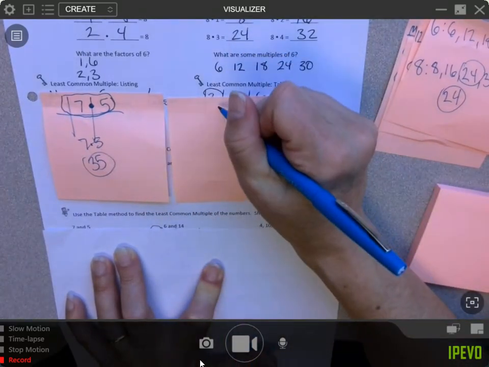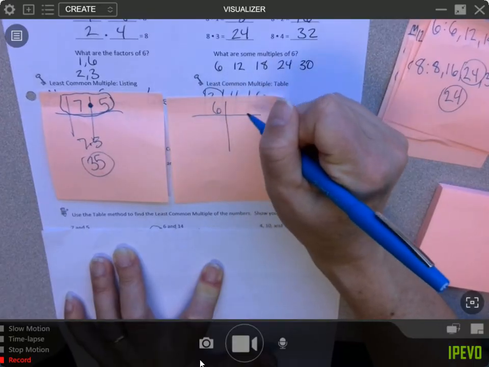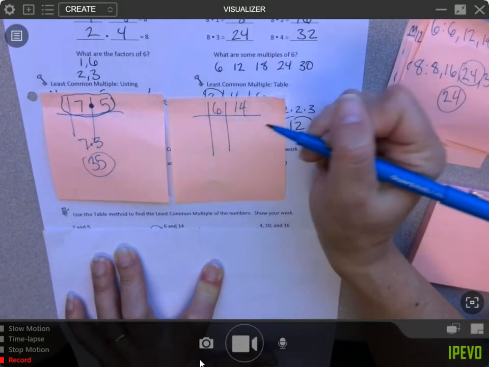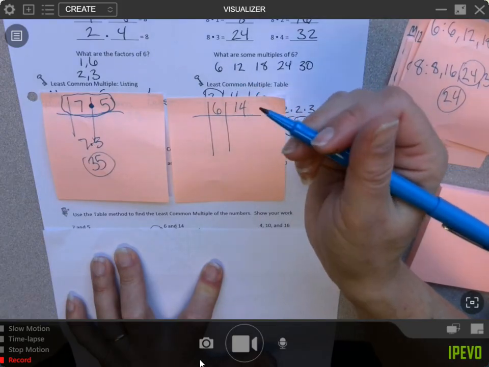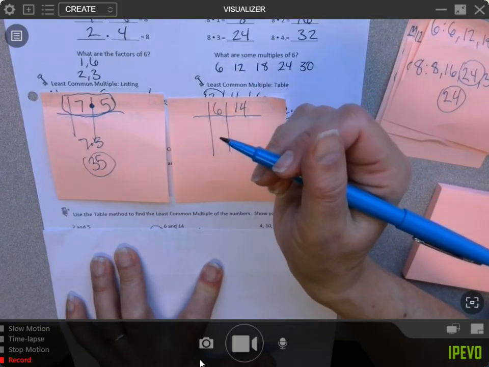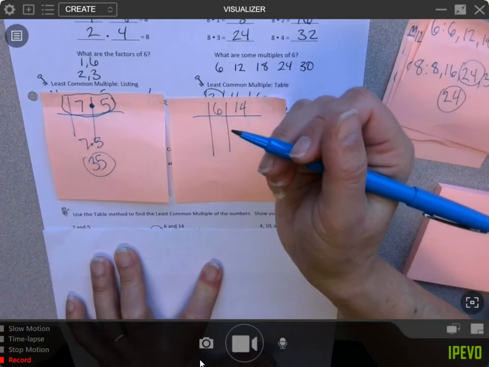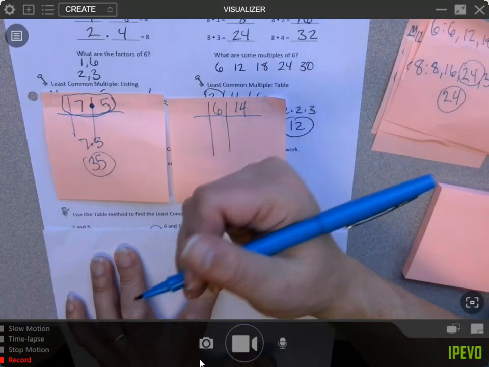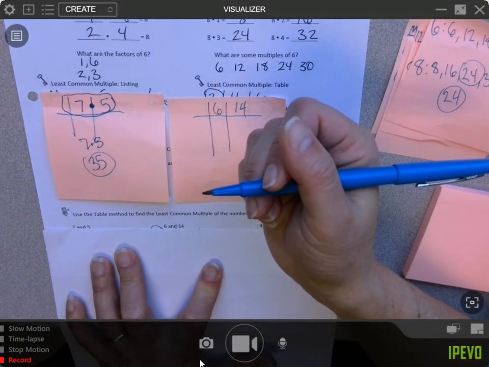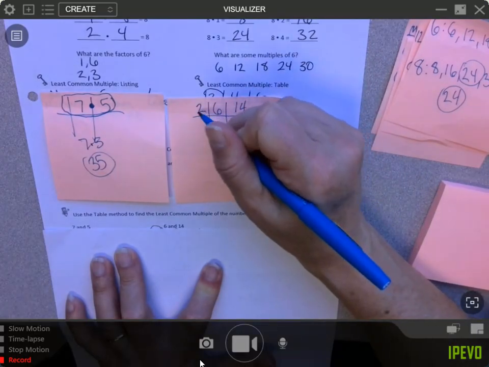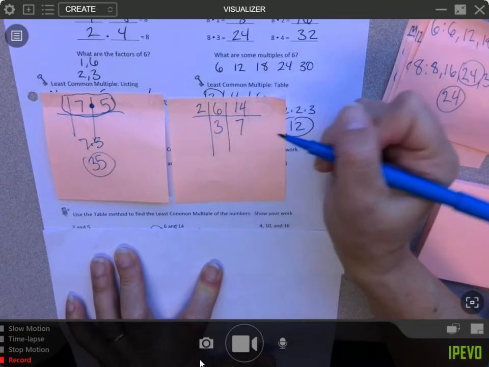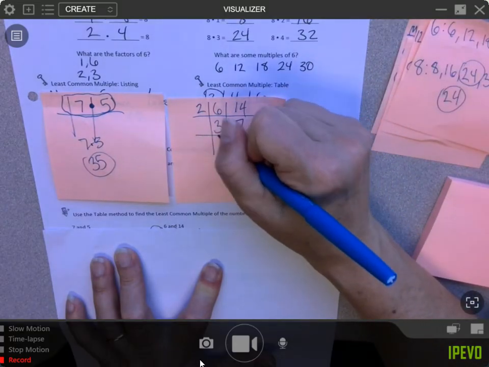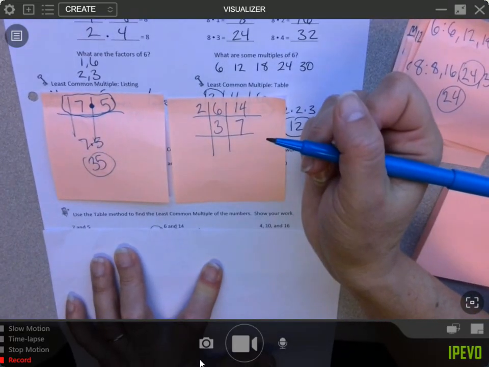The next one is 6 and 14. What can I pull out of 6 and 14, Sarah? 84. What can I pull out of 6 and 14? What can I divide out of both of them? 2. 6 divided by 2 is 3. 14 divided by 2 is 7. Can I divide anything out of the 3 and the 7?